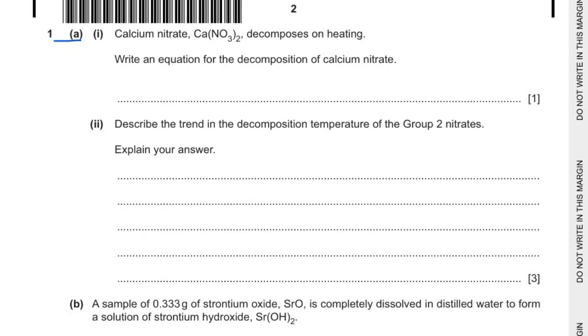We can just discuss the answers in the question papers. While discussing the question papers, we can't explain the whole theory behind the answer. For example, here it's given: describe the trend in the decomposition temperature of group 2 nitrates and explain your answer. Now we can just give you the points to be written here.